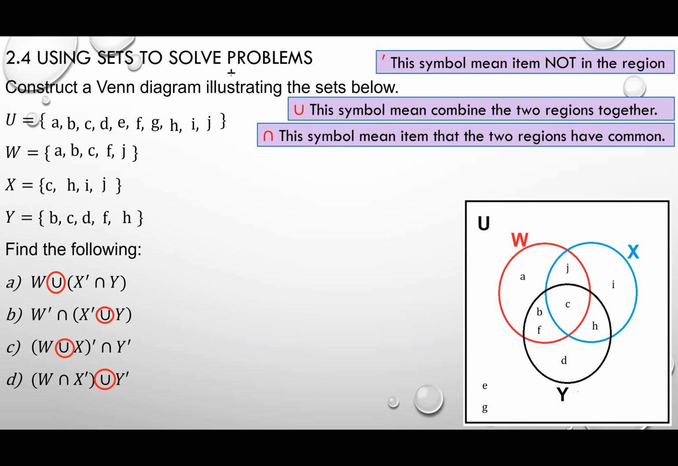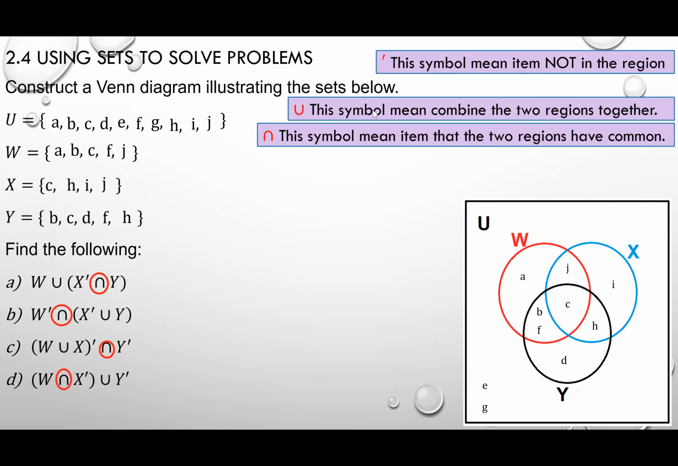And whenever you see the upside-down U, which is the intersection, they tell you what the 2 regions have in common. What does this region on the 2 sides have in common? So as you can see, in all of the 3 problems I gave you on the screen, we all have the apostrophe, we all have a right-side-up U, and we all have an upside-down U. Whenever you see the upside-down U, you just ask yourself, what do they have in common? So the difference between those: the right-side-up U, we combine the 2. The upside-down U, we find what they have in common.